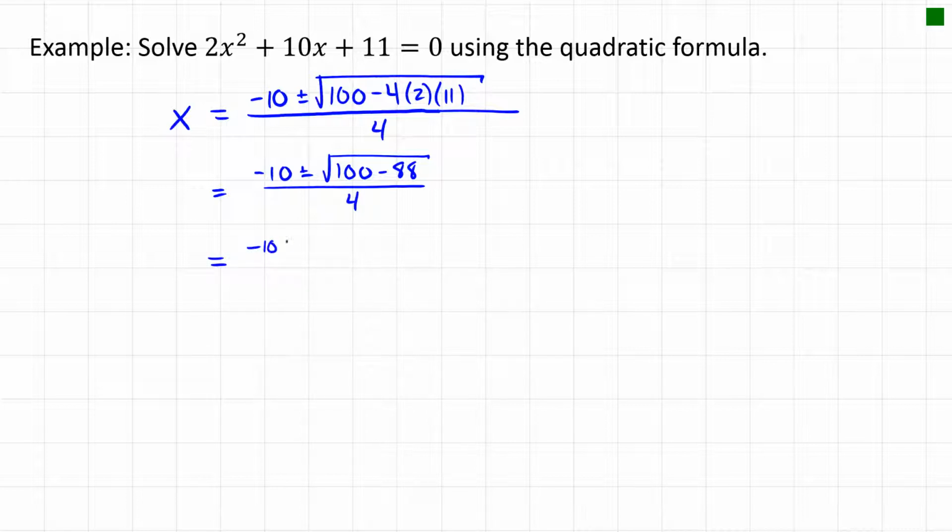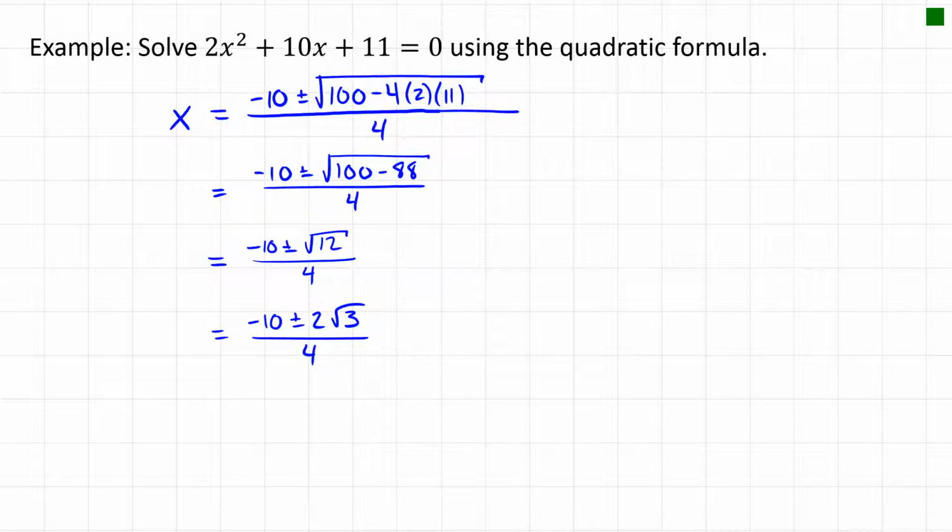So negative 10 plus or minus 100 minus 88 is 12. So this is plus or minus the square root of 12 over 4. And this is where being very careful with our simplifications is going to be important. So I have to reduce this radical because it is reducible. So the square root of 12, I can rewrite that as plus or minus, well, 12 is 4 times 3, and the square root of 4 is 2. So I can rewrite square root of 12 as 2 times the square root of 3, all of which is over 4.